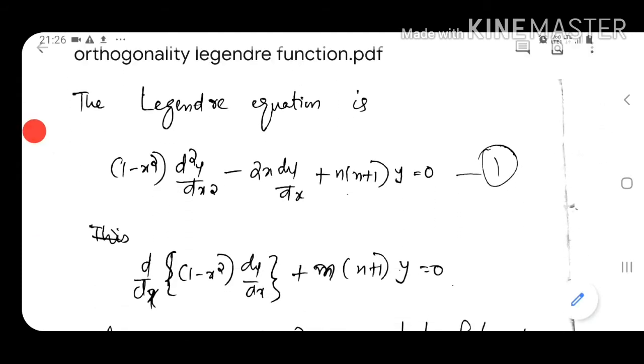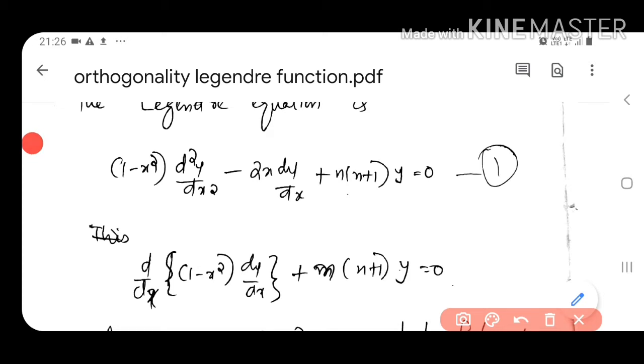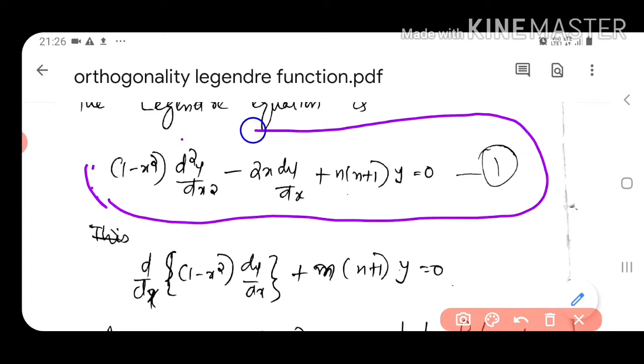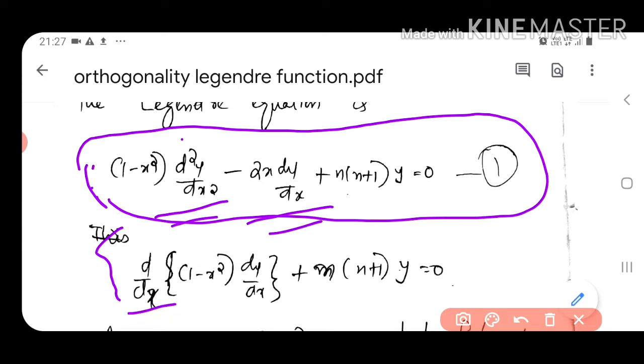For proving this, we start from this Legendre equation. We have been studying various properties of the Legendre equation. This is the Legendre equation we know: 1 minus x square d square y by dx square minus 2x dy by dx plus n into n plus 1 y. So this can be written as d by dx of (1 minus x square) dy by dx.